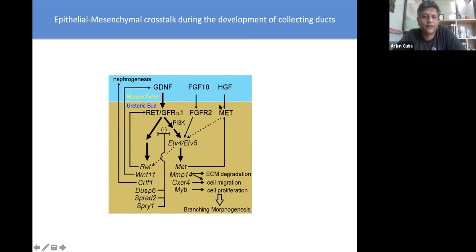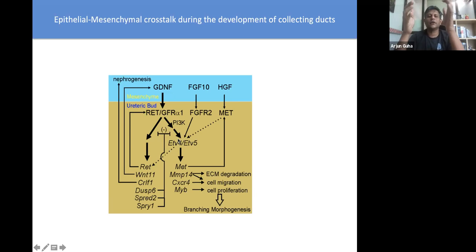What you will also realize from this figure is that in addition to GDNF, which is the primary signal that is produced by the metanephric mesenchyme, leading to the budding and the branching of the ureteric bud, there are other signals, and one of these should be extremely familiar to you by now, and that is FGF10, which acts in some minor capacity to activate its receptor FGFR2, and then again converging on these transcription factors ETV4, ETV5.